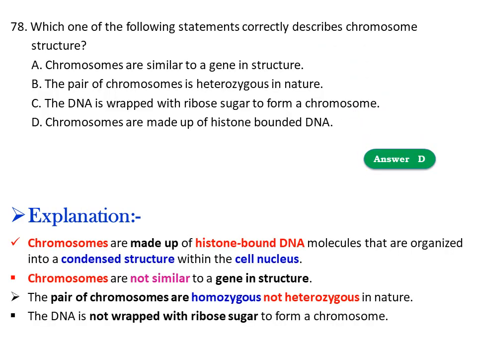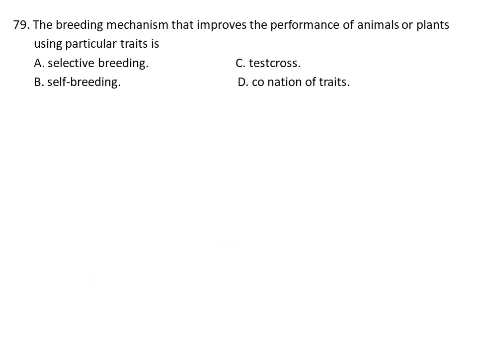Chromosomes are made up of histone-bound DNA molecules that are organized into a condensed structure within the cell nucleus. Chromosomes are also not similar to the gene structure, and they have their own structure. A pair of chromosomes are homozygous, not heterozygous in nature. DNA is not wrapped around ribose sugar in the chromosomes. They are wrapped around deoxyribose sugar.